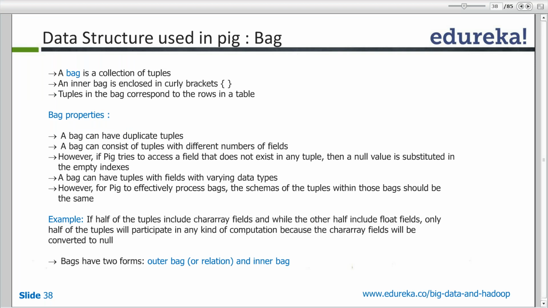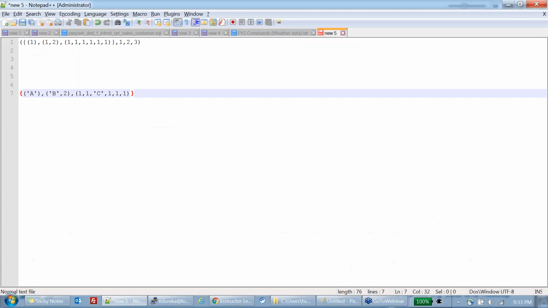However, for Pig to effectively process bags, the schema of the tuples within those bags should be the same. Now I cannot do much productive processing on such types, right? Because every tuple has a varying number of fields and every field has varying data types. I cannot do productive processing in such cases, right?